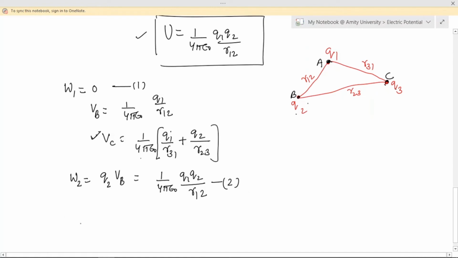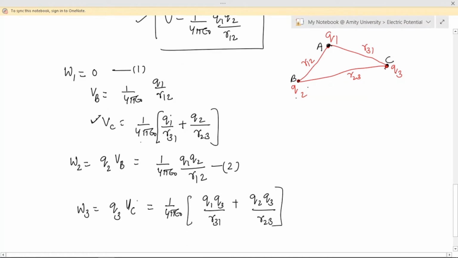Now the work done in bringing Q3 from infinity to point C will be W3, which will be equal to Q3 into VC. So what do we get now? We get 1 by 4 pi epsilon naught times Q1 Q3 by R31 plus Q2 Q3 by R23.